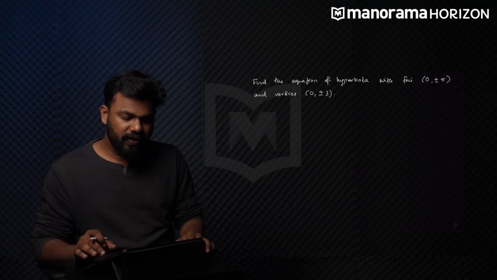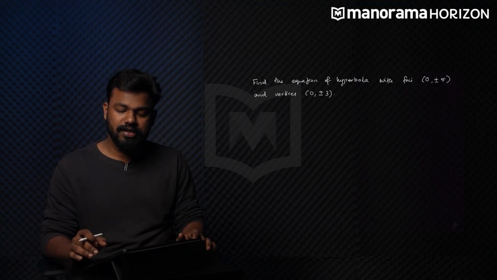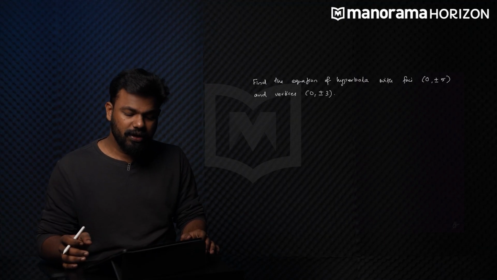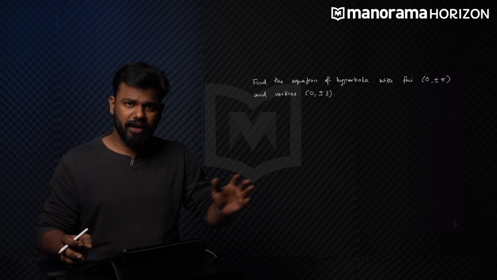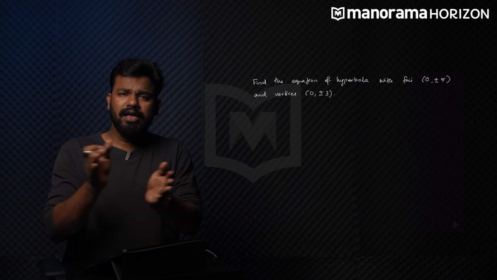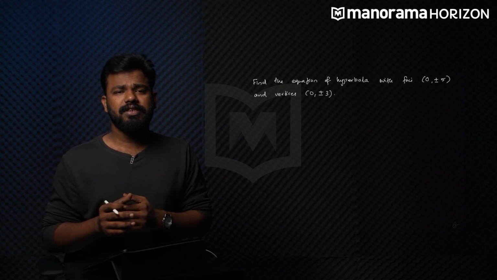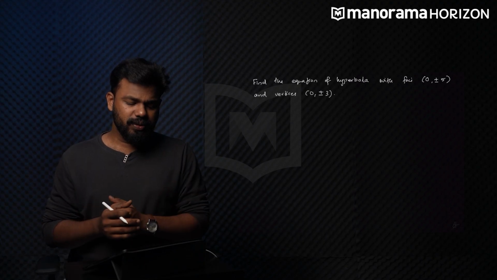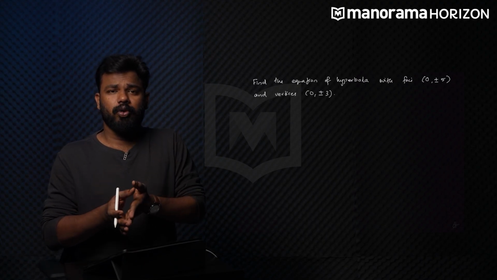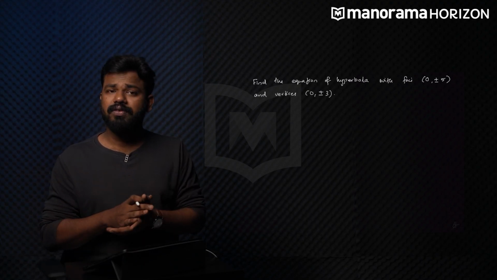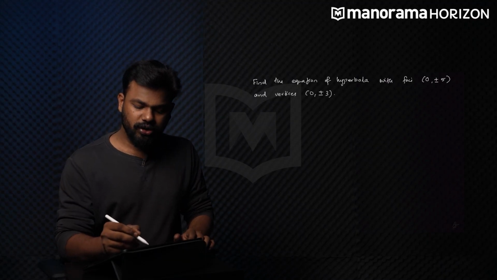Now there is one more question. Find the equation of the hyperbola with foci 0 plus or minus 5 and vertices 0 plus or minus 3. In the previous case, they gave us an equation and asked us to find the coordinates of the foci, vertices, and so on. Here, they are asking us to find the equation of the hyperbola, giving us the foci and the vertices. So, what is the equation of the hyperbola?